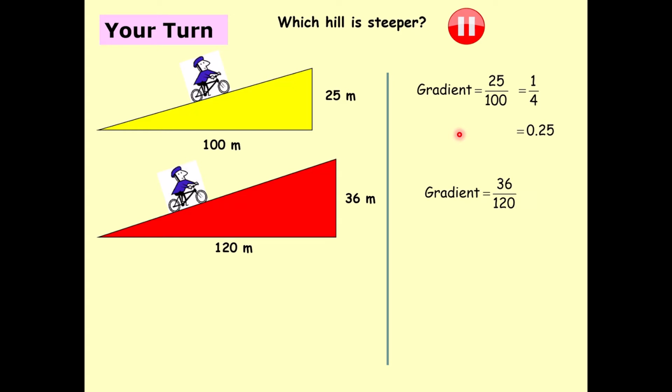Gradient of the second slope, 36 over 120, so 3 divided by 10 is 0.3. And in the last part, you're going to compare these two, and clearly 0.3 is greater than 0.25, which means the second hill is steeper. So well done if you got those.